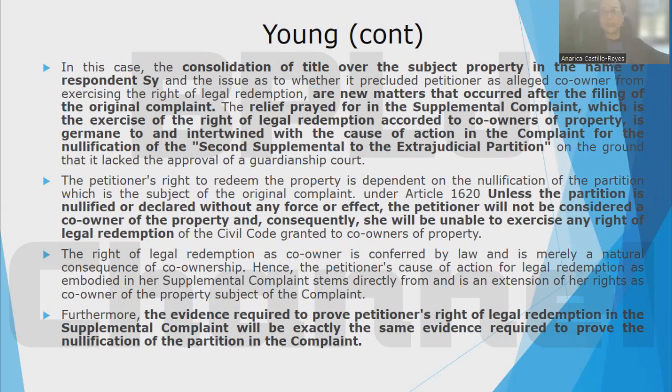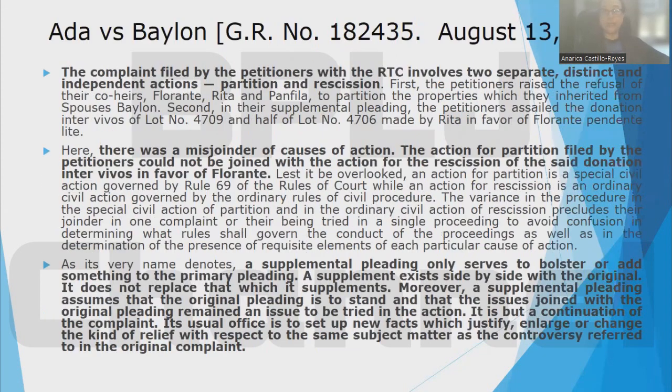Unless the partition is nullified or declared without any force or effect, the petitioner will not be considered a co-owner of the property and she will be unable to exercise any right of legal redemption. The evidence required to prove petitioner's right of legal redemption in the supplemental complaint will be exactly the same evidence required to prove the nullification of the partition in the complaint.